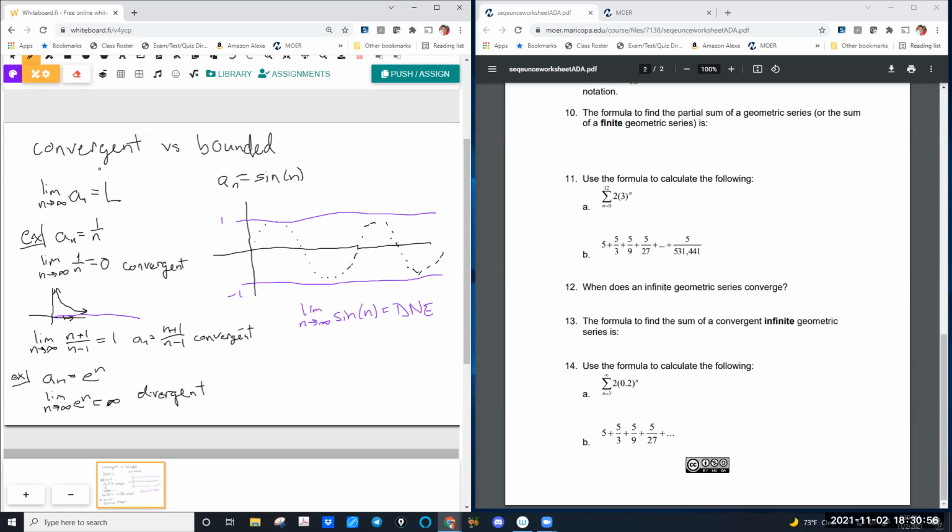Questions about this idea of convergent or bounded? Okay, other questions from this first worksheet or this sequence topic? I know we're actually already a minute over, so I understand if you guys have to get going.